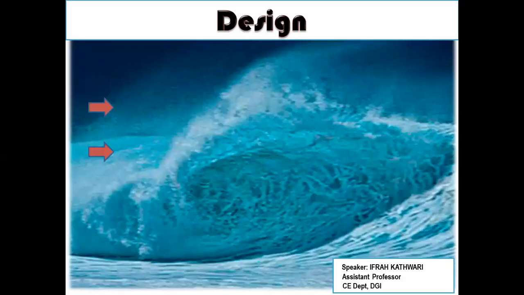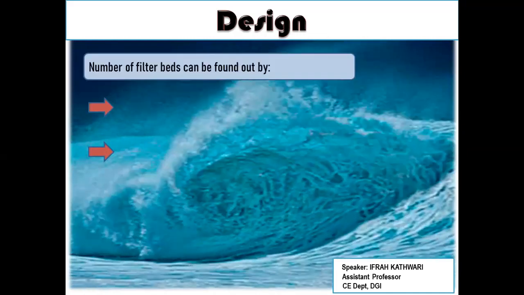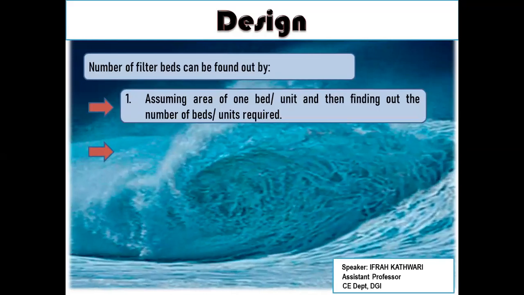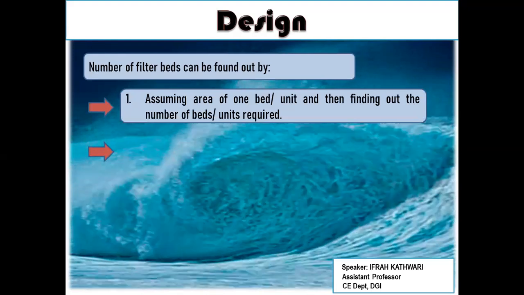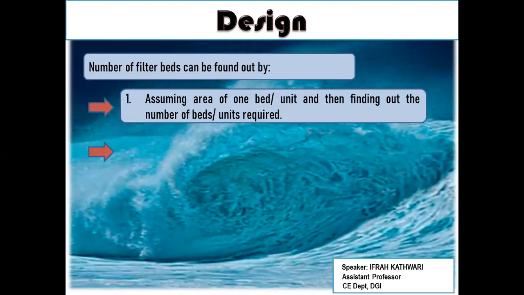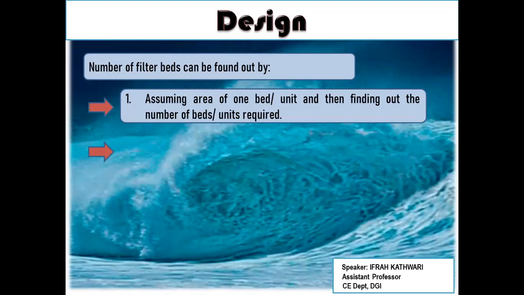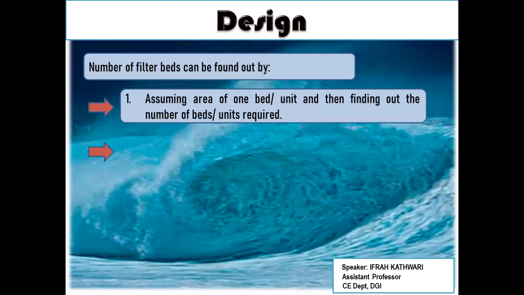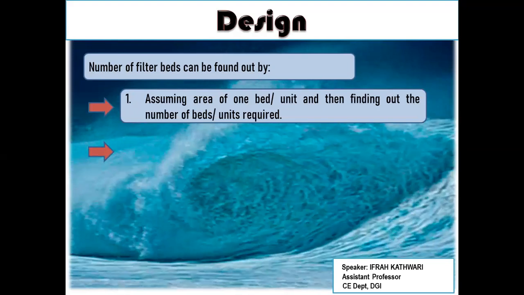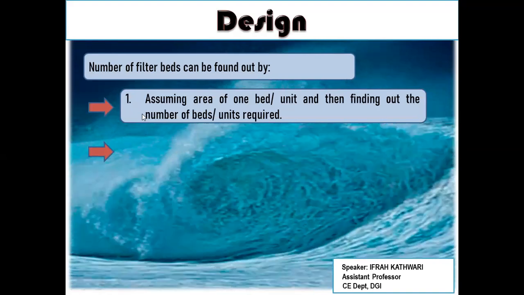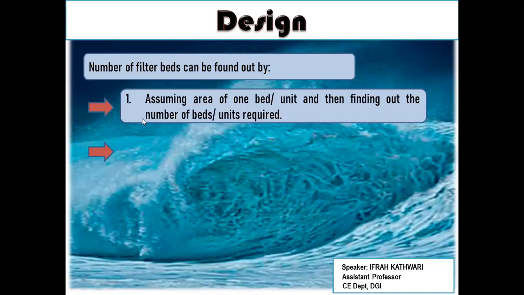Now we have to find out the number of filter beds. In the previous case, in the slow sand filter, we assumed the rate of filtration, came up with the area, then consulted the table, and came up with the number of units that are required. But here, the first thing that you can do is either assume the area of one bed or one unit, and then you can find out the number of units.